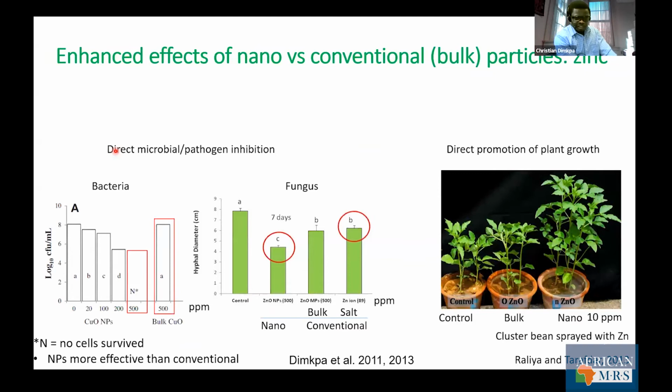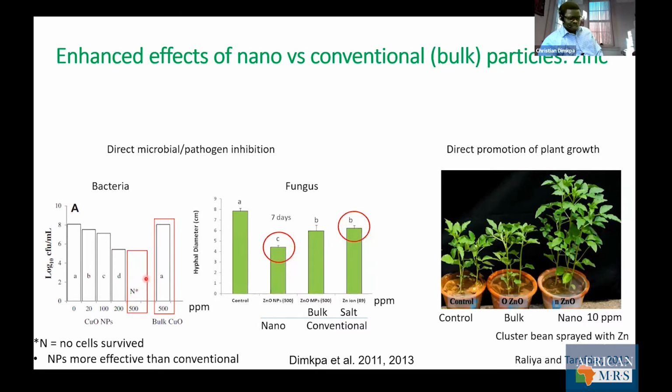So this graph compares several micronutrients like copper and zinc on microbial growth. This is for bacteria and this is for fungus. This bacteria is a so-called plant growth promoting bacteria, which supplies plants with things like hormones and metal chelators. When you test copper oxide nanoparticles on this bacteria, progressively from 20 to 500 ppm, at 500 ppm the bacterial growth is completely diminished. There's no cell surviving. All the cells are dead.